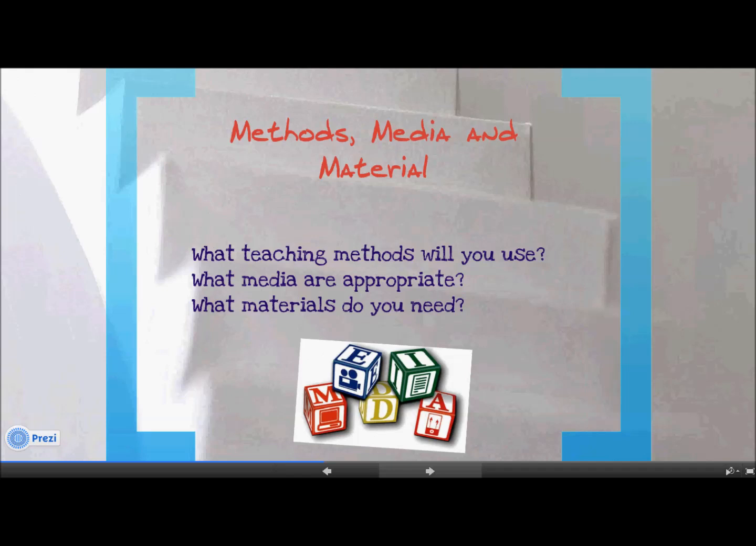Then you have to also understand the methods, the media, and the materials. What teaching methods will you use? What media is appropriate? And what materials do you need? Do you need a camera? Do you need a headset that students can record audio with?